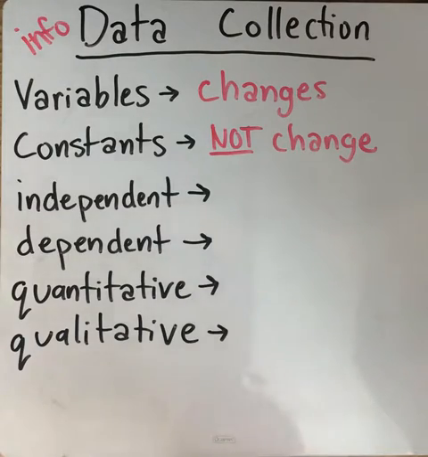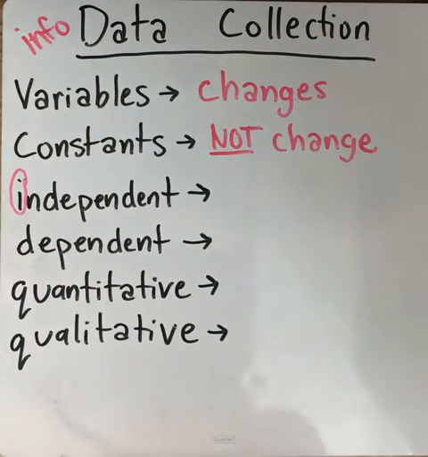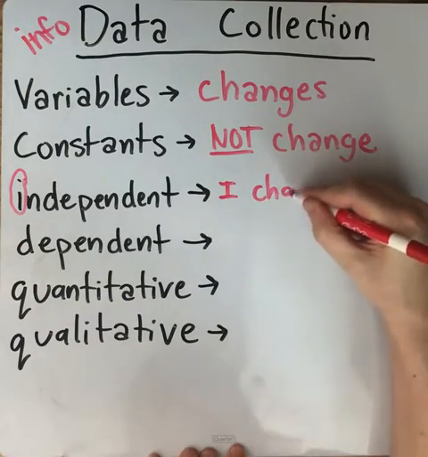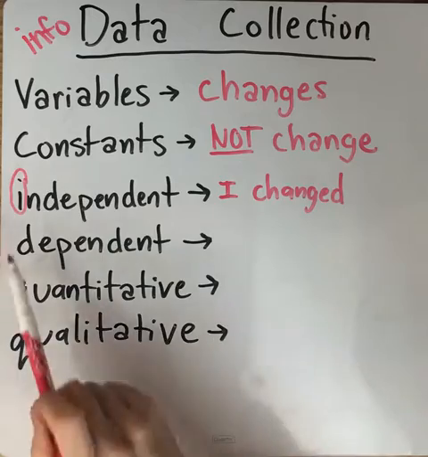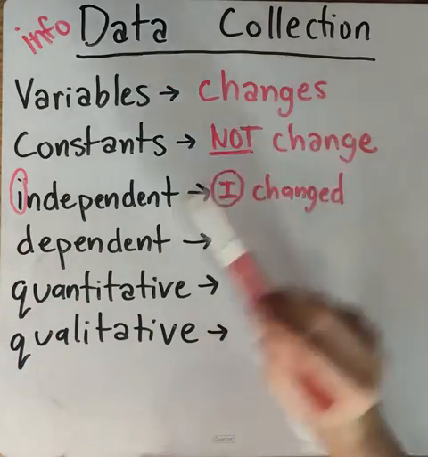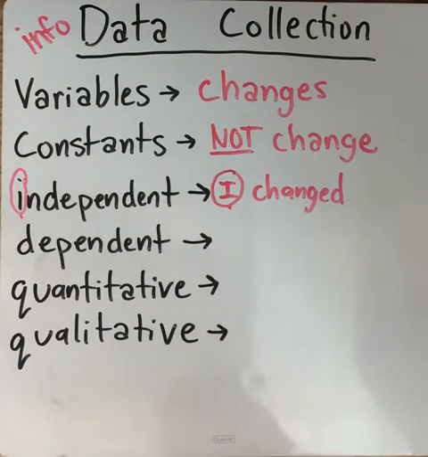With our variables, there are two important categories. There is the independent variable. Notice it starts with the letter I. The independent variable is the variable that I changed on purpose. So there's usually one variable that we chose in advance and we decided which values we were going to measure. So independent, I changed. I just remember, because it starts with the letter I, it's the one that I changed.